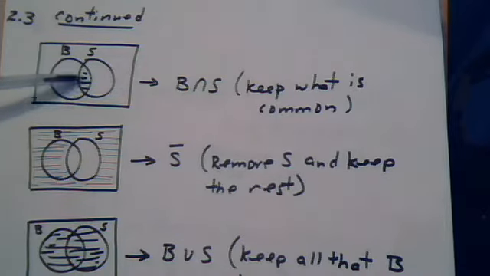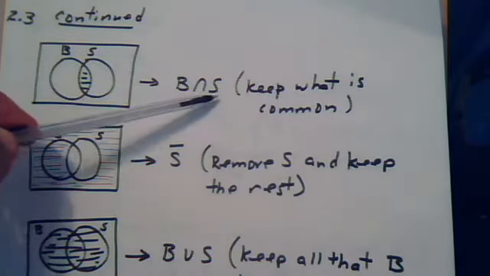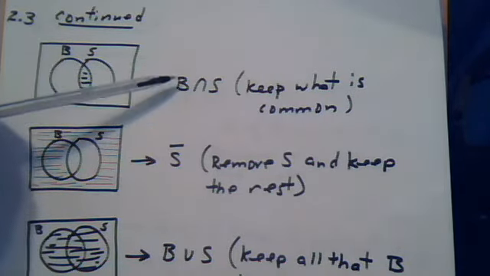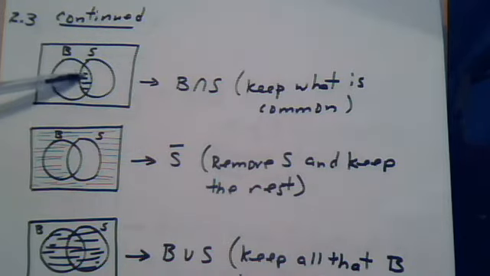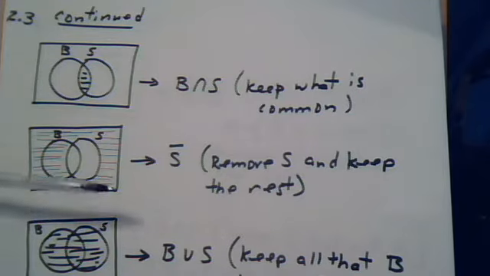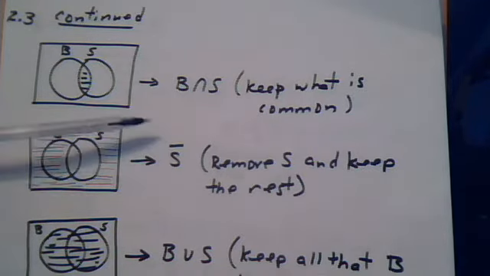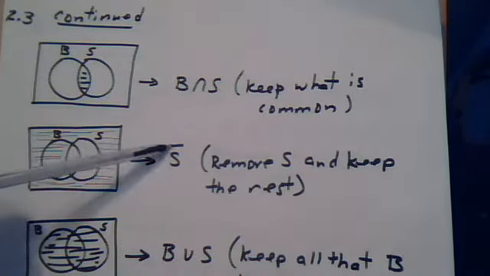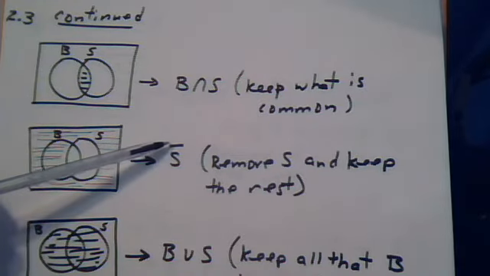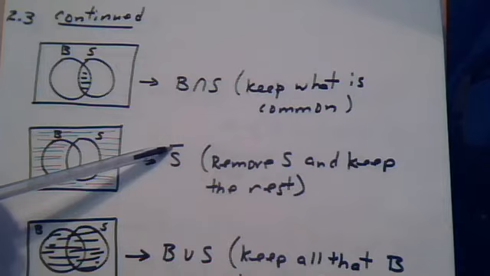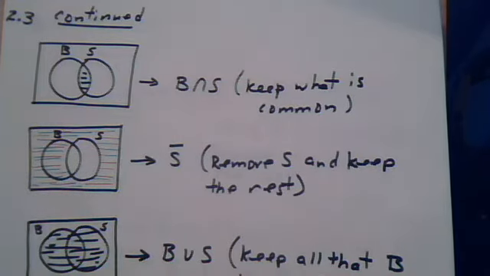So they overlap right here. So this shading is this. So B and S, they overlap here. This shading is this symbol, not S. So we're going to shade everything except S. So shade everything, but don't shade S, not S. Remove S and keep the rest.